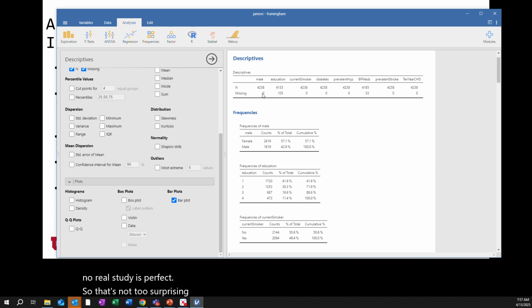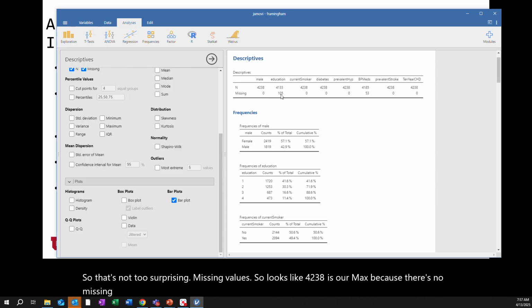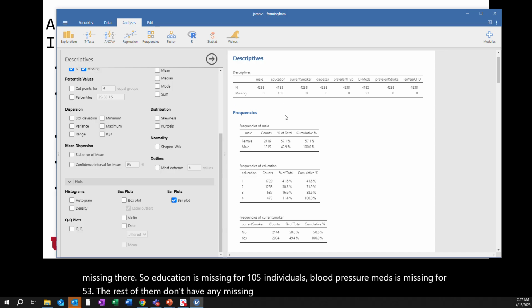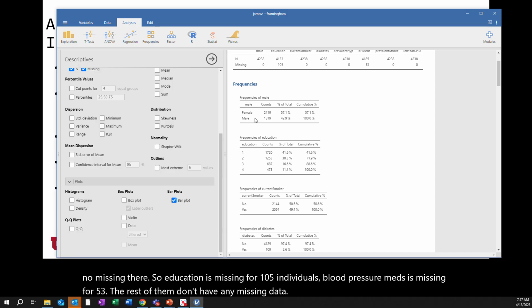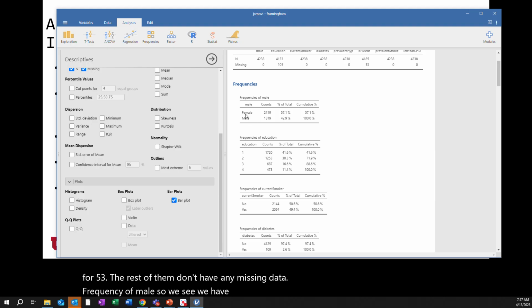Missing values. So it looks like 4238 is our max because there's no missing there. So education's missing for 105 individuals. Blood pressure meds is missing for 53. The rest of them don't have any missing data. Frequency of male. So we see we have two groups, male and female, and we have our counts for each one. 57% female, 43% male, basically.